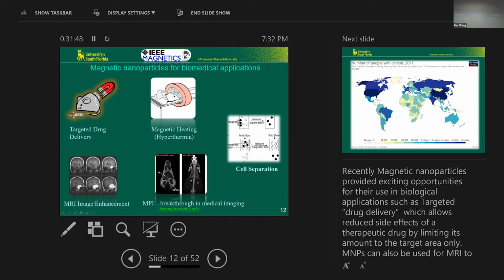I'm going to skip cell separation here, and for the rest of my talk I'm going to focus on hyperthermia. In other words, can we use these magnetic nanoparticles without any external functionalization or adding any drug molecules? Can we use the particles themselves for therapy, cancer therapy? Can we kill cancer cells with magnetic particles? The answer is yes. We can do that by using these particles to generate local heat. And this is called hyperthermia.